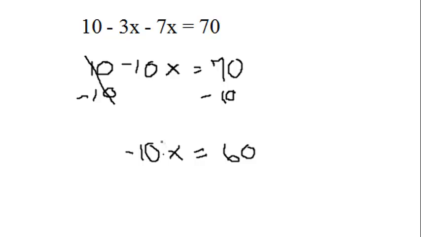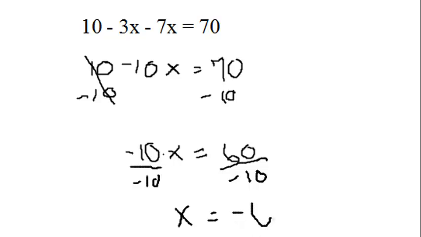To get rid of the negative 10, we have to divide both sides by negative 10. Negative 10 divided by negative 10 is going to give us 1. And 1 times x is going to be x by itself. And that's what we're trying to do. We end up with x is equal to negative 6, because 60 divided by negative 10 is going to equal negative 6.